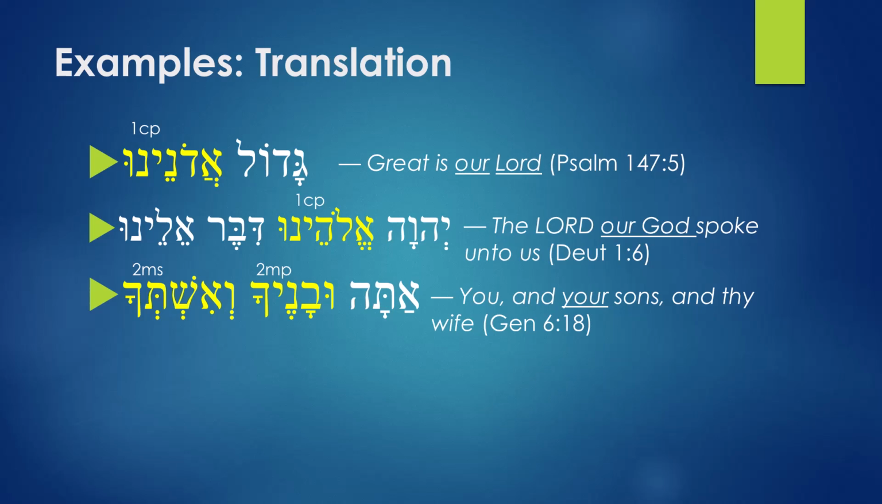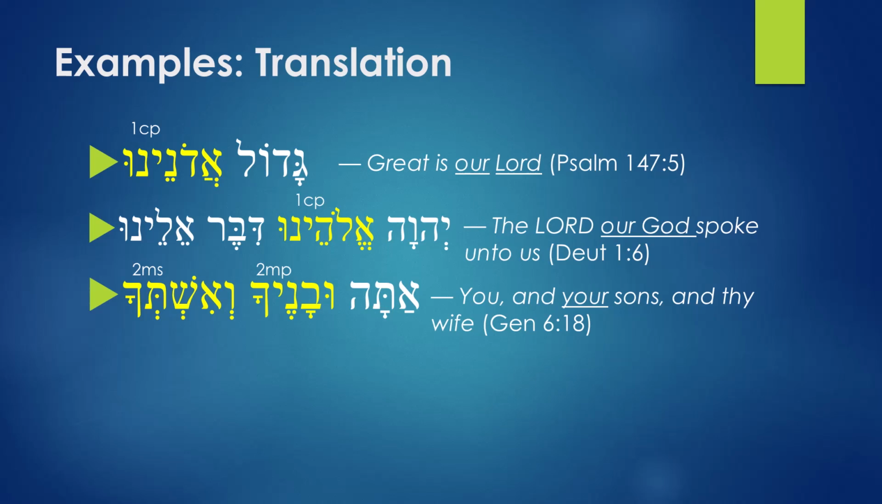The noun that is having a pronominal suffix here in this verse is Elohenu. Elohenu, and it means our God. The translation is: the Lord our God spoke to us.